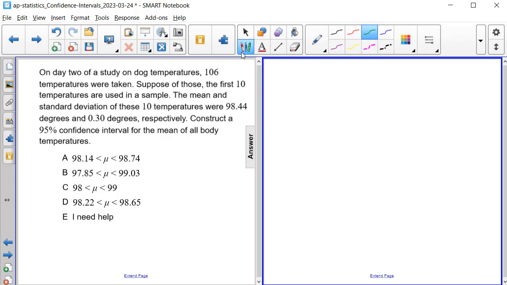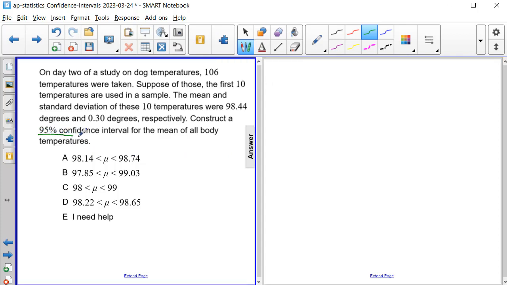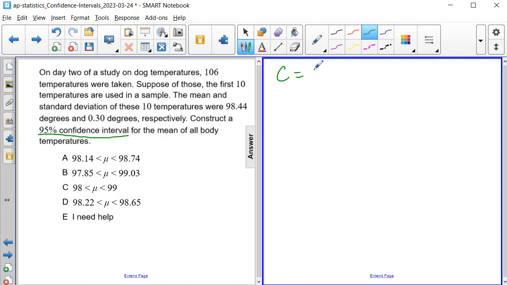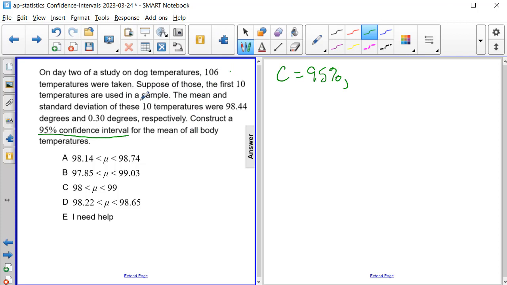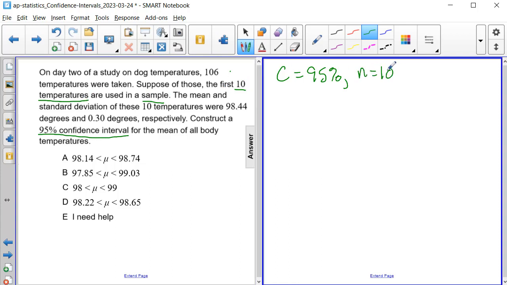All right, let's first start by determining what type of confidence interval we need to construct. And that's going to be a 95% confidence interval. So our C value is going to be 95%. Other important information that we get from the word problem is that in the sample, there are 10 temperatures. So that's going to be our N value, is going to be 10.